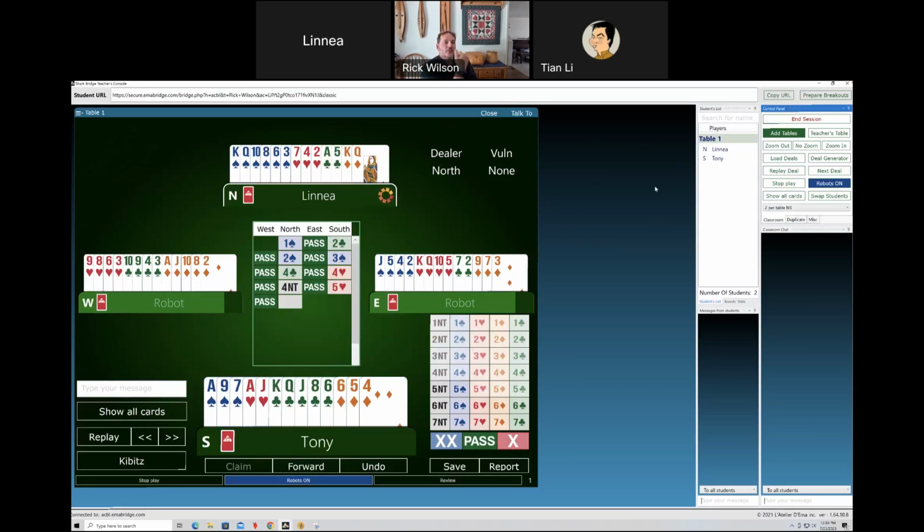And so this all looks great. So Linnea, what do you think your partner has for key cards? I think he has 3 aces, spades, hearts, and diamonds. He bid 5 hearts there, right? Oh, no, he has 2 aces and no queen of spades. That's right. Okay, which are his 2 aces? He's got the ace of hearts, and I'm not sure what the other one is.